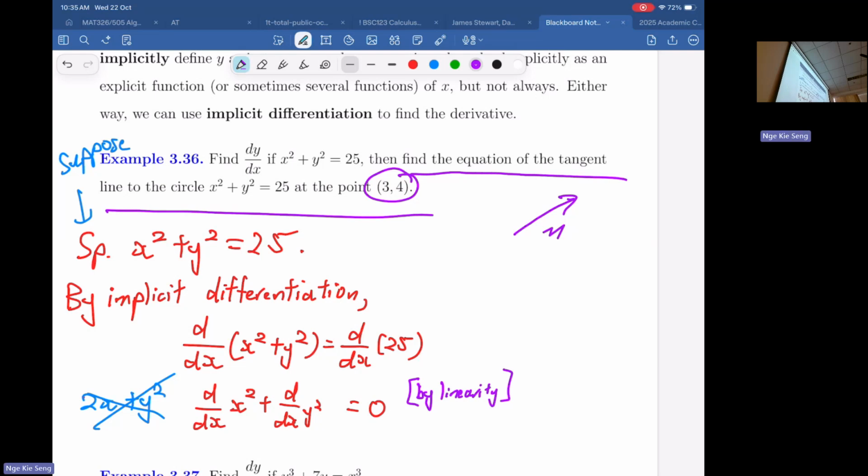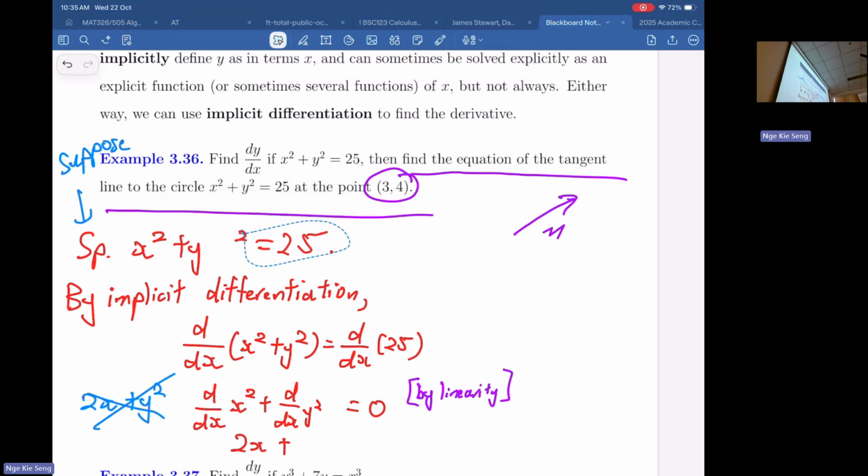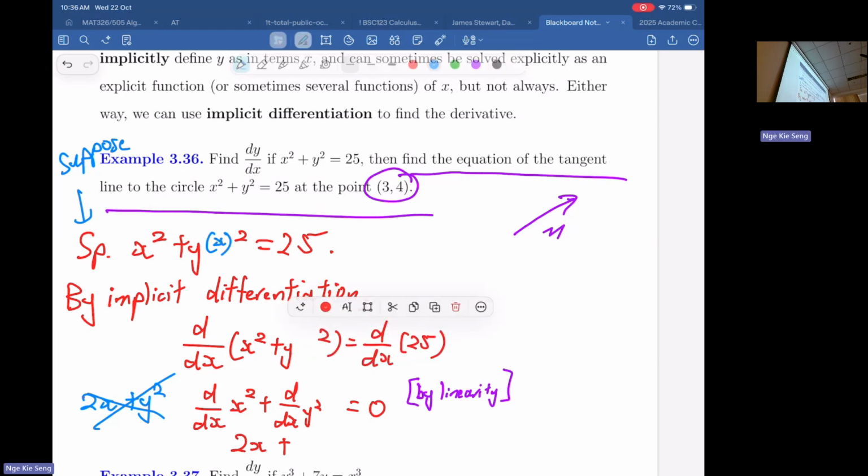Differentiate x squared with respect to x, what do you get? 2x. Good. But the problem here is what's this? Y squared. Sorry? Zero. If y has no variable in x, it should be 0. But the point here is, what we do here is we secretly see this y in terms of x.